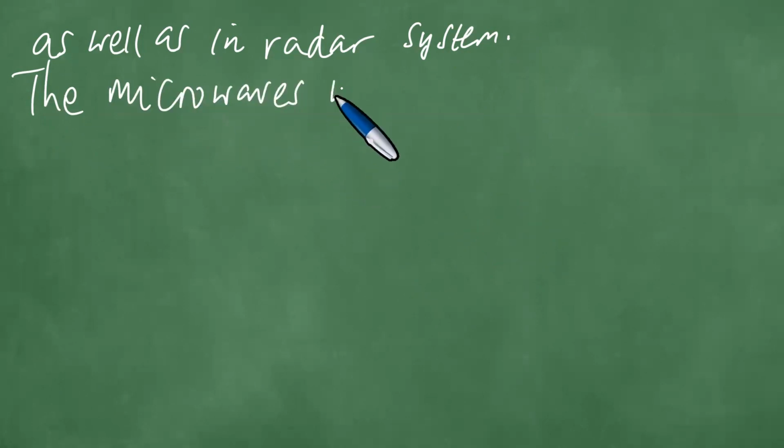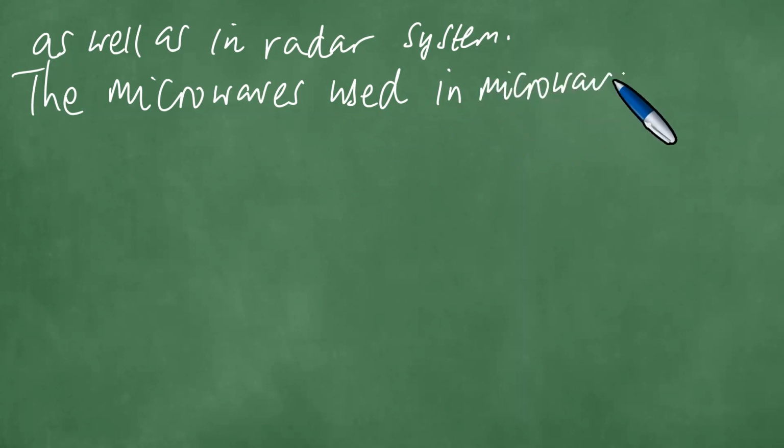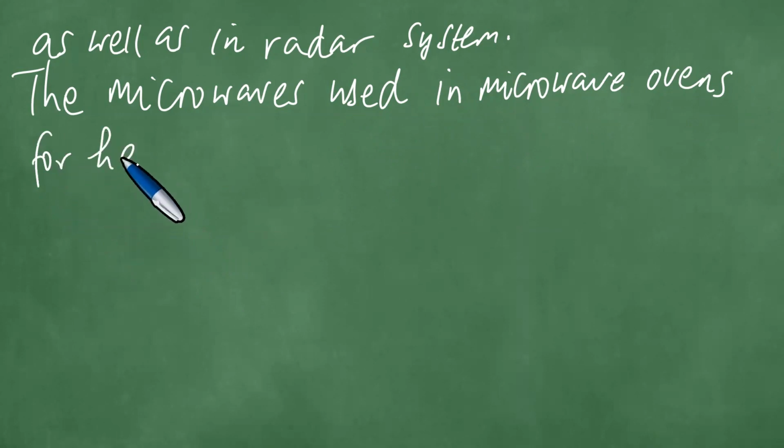The microwaves used in microwave ovens. Let's speak about the microwave ovens. In microwave ovens, what happens in the microwave oven? So the microwaves used in microwave ovens for heating and cooking.